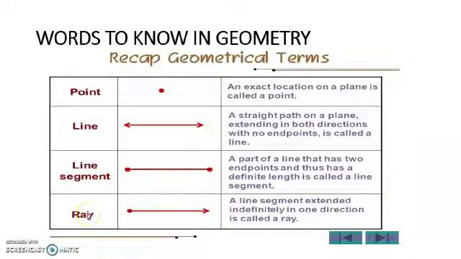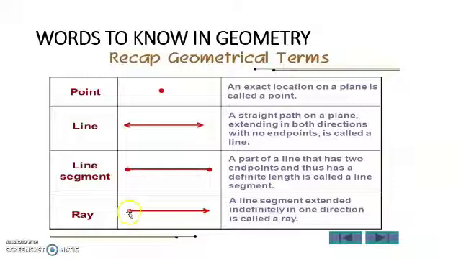Now ray. All of us must have seen sun rays. So sun rays always start from the sun. Even for a torch, you can see that the light of the torch starts from the torch bulb and it extends in one direction only. It moves on and on and on. So this type of line which starts from a point and continues endlessly, indefinitely, is called a ray.